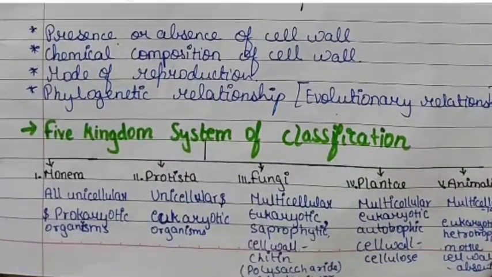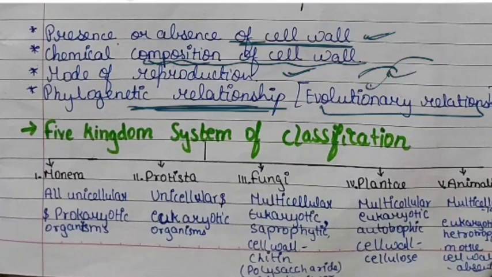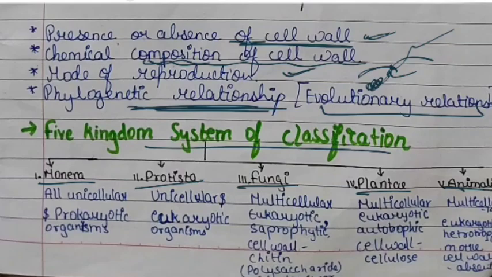Other bases are the presence or absence of the cell wall. Third, if the cell wall is present, then its composition should also be checked. The next one is the mode of reproduction, and the last one is the phylogenetic relationship. It means here we need to check the ancestor of that particular organism. Now this five kingdom system of classification contains the kingdoms monera, protista, fungi, plantae and animalia.